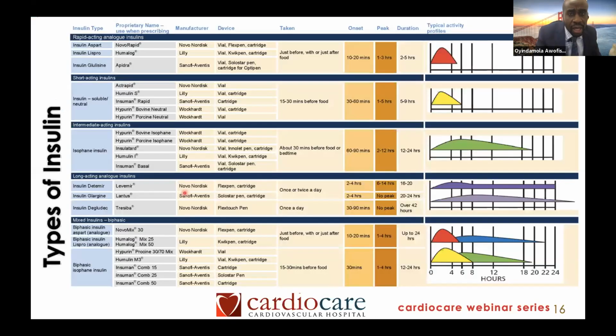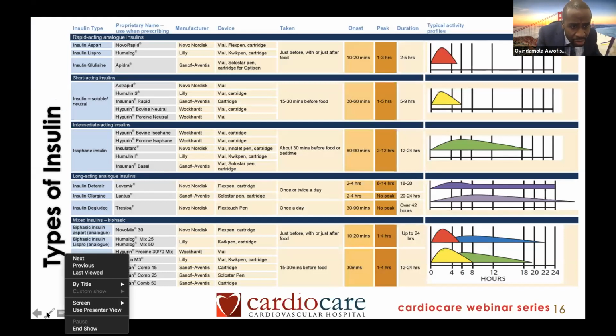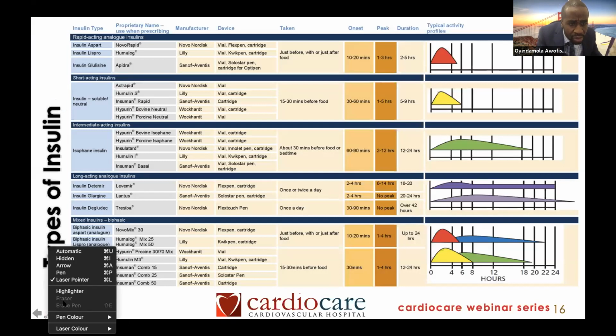Okay, so this is a very busy slide. You have to forgive me for that. I needed to capture most of the available types of insulin on this slide. So I'll just go into them a bit. I'm trying to look for a zoom area.